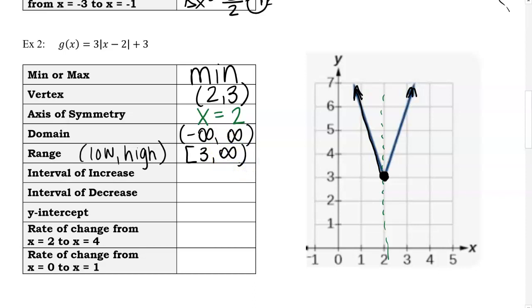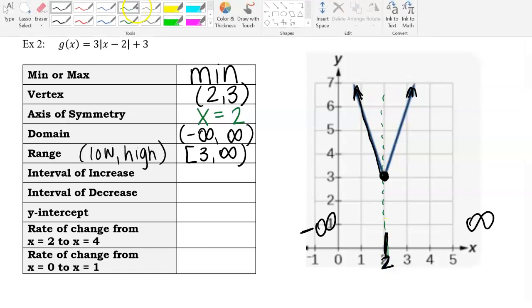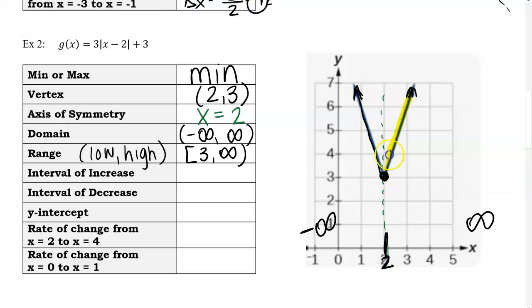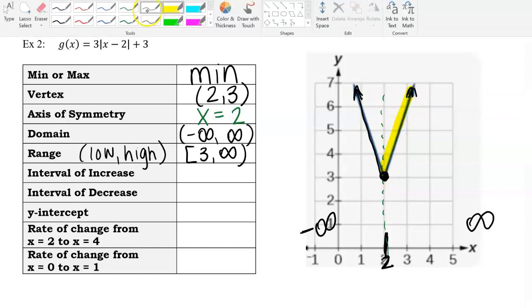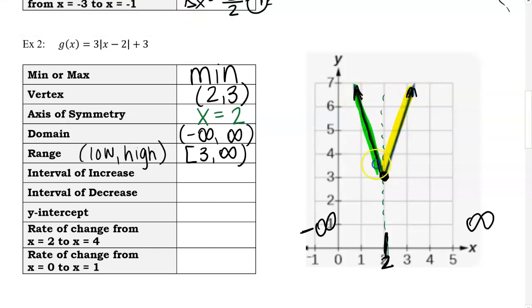Intervals of increase and decrease. I like to put -infinity on this side, positive infinity here, and then note that we are crossing or changing at 2. So if I want where the graph is increasing from left to right, that's here in yellow. If I want where the graph is decreasing from left to right, that would be here in green. Okay, we read graphs left to right. So where it's increasing, the yellow portion starts at 2 and goes on to infinity. The green portion, if I look all the way to the left, would start at -infinity and stop at 2.